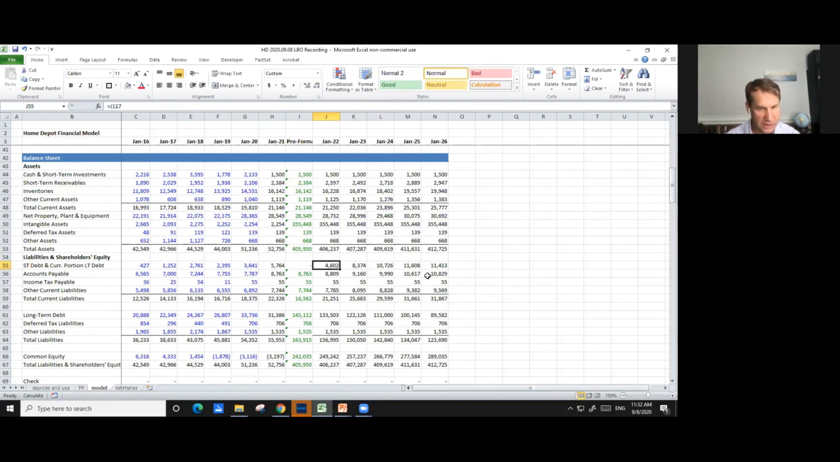So their debt is relatively flat for the revolver part, and otherwise it just keeps going down. So instead of paying dividends as Home Depot did before, they'll be working on paying down the debt.